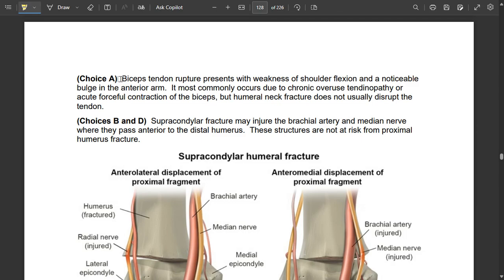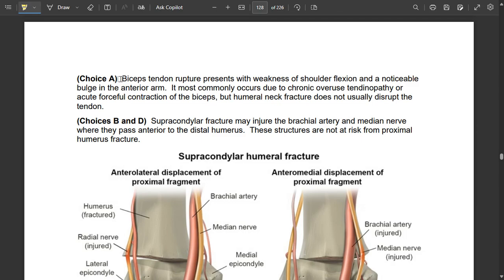The biceps tendon can rupture because of forceful flexion or contraction of the biceps, but a humeral neck fracture does not usually disrupt the tendon. So if there is a fracture of the humeral neck, the tendon is not disrupted. Okay. Now choices B and D.